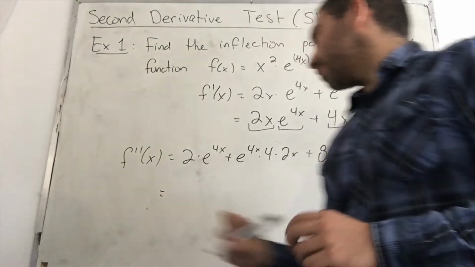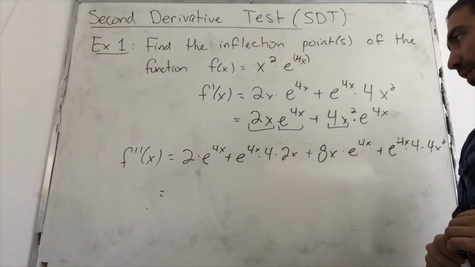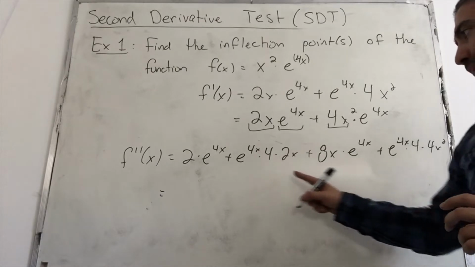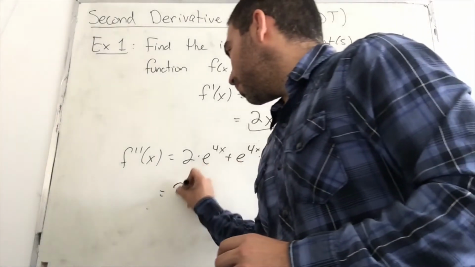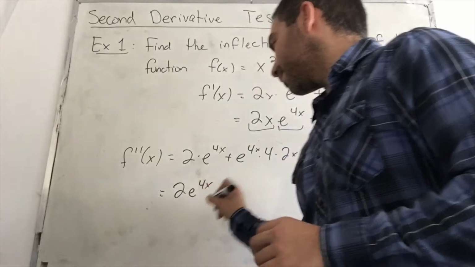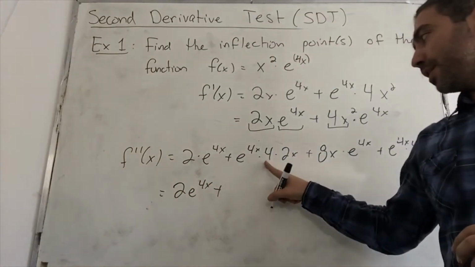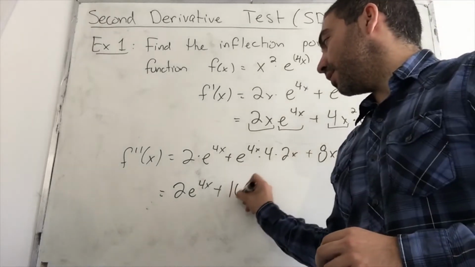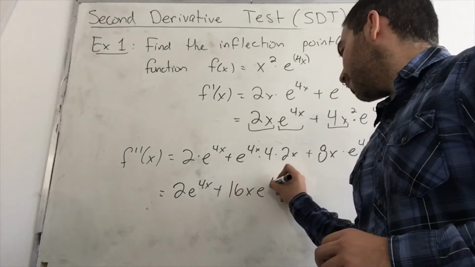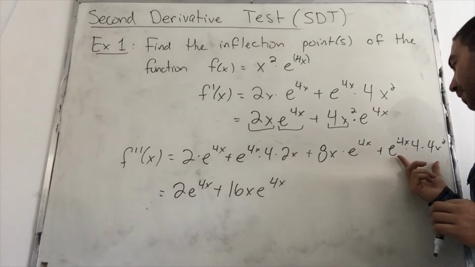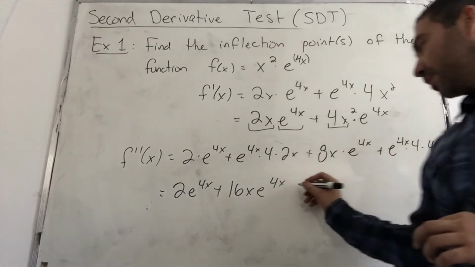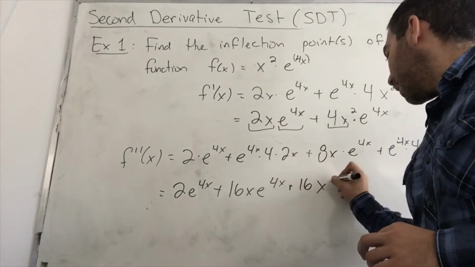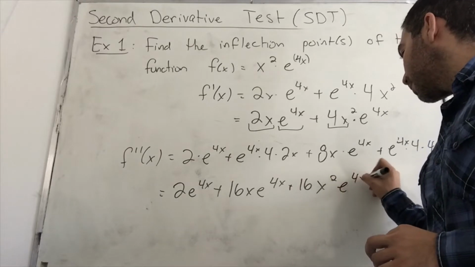Simplifying all this, we get 2e to the 4x plus, here it's 8x e to the 4x, and here it's 8x e to the 4x, giving us 16x times e to the 4x. And then lastly, we have 4 times 4 is 16, plus 16x squared e to the 4x.